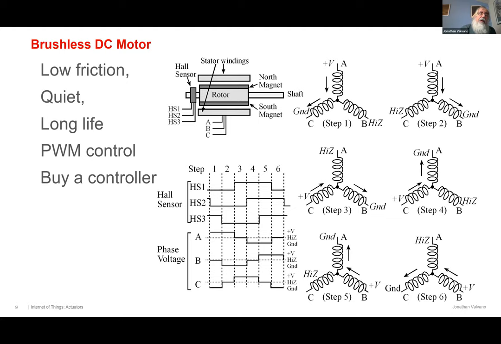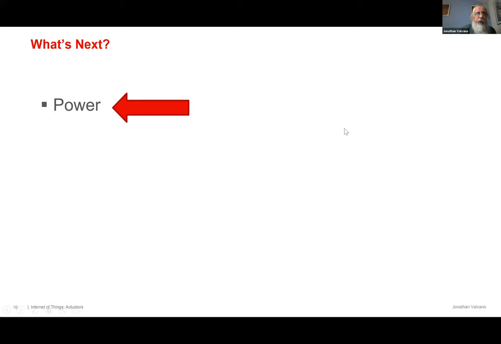And this is the one where the rule really does apply. Don't try to do this with discrete logic by yourself, use a controller. They're expensive, but they last a long time. They're very high speed, very low friction. They're very quiet. Your drones use these motors.